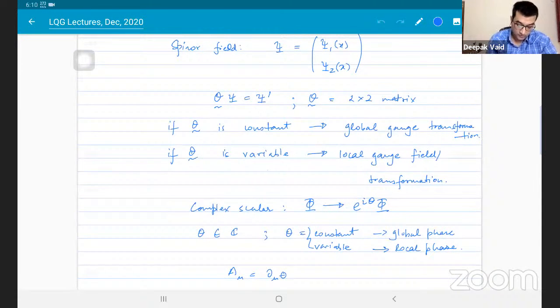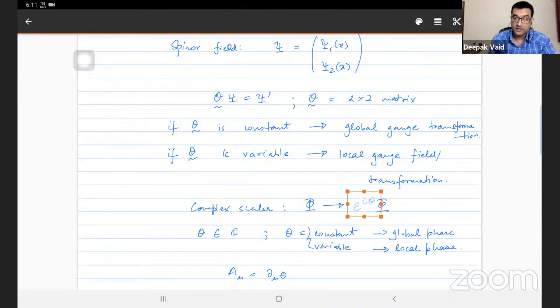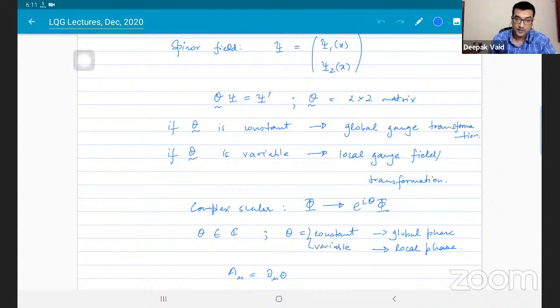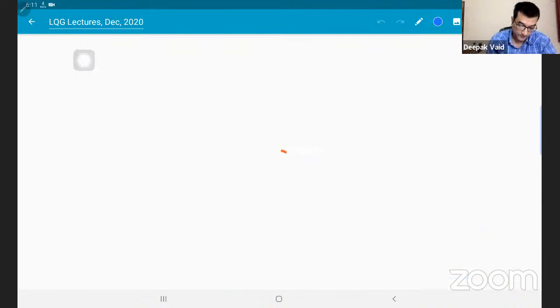Then I started talking about what local gauge transformations are. A gauge transformation measures how a field changes from point to point. In the case of a scalar field, for instance a complex scalar, a gauge transformation is just a multiplication by a complex number, a phase. If it's a constant, you have a global phase. If theta is a field, then you get a local gauge transformation.